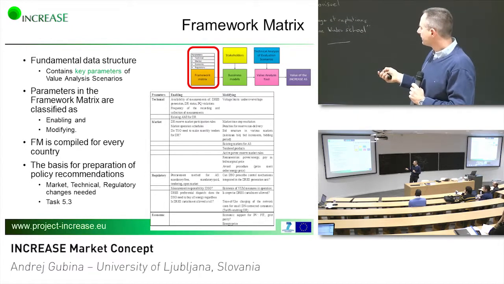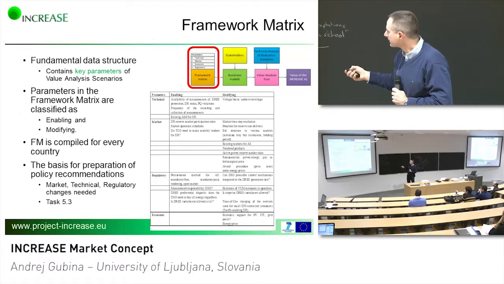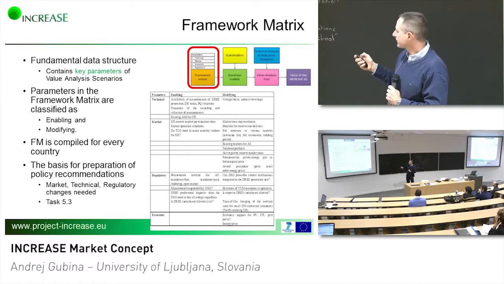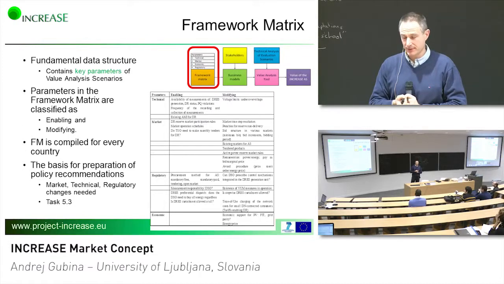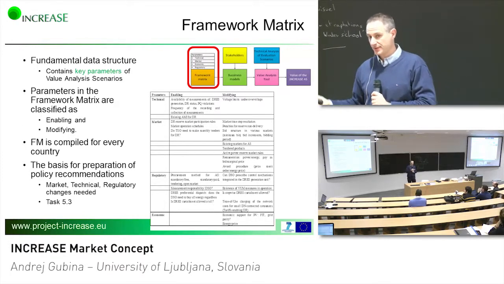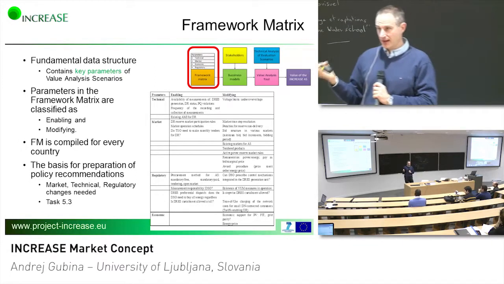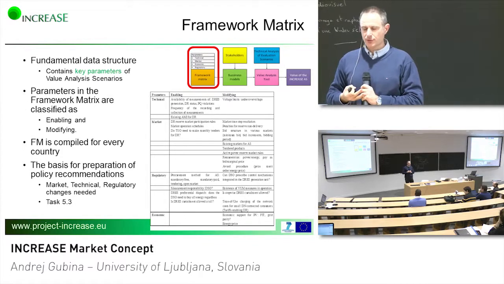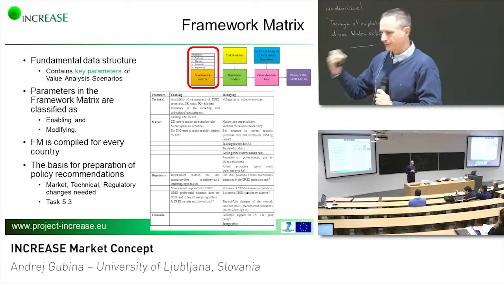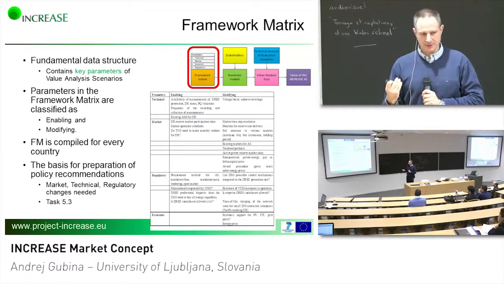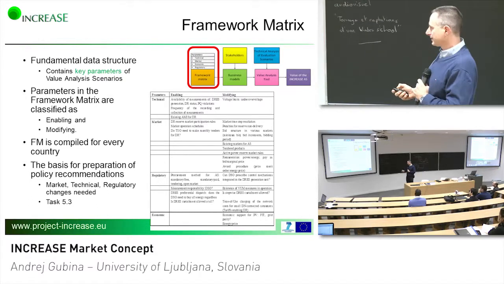Then we use the value analysis tool to analyze, for each business case, for each selected framework matrix, for the selected set of stakeholders, what value is provided and by whom. And this will enable us to price our services and also come to the answer: will the DSO consider our intelligent solutions instead of going for the upgrade of the network? Okay, and these are the enabling and modifying parameters that I mentioned yesterday.